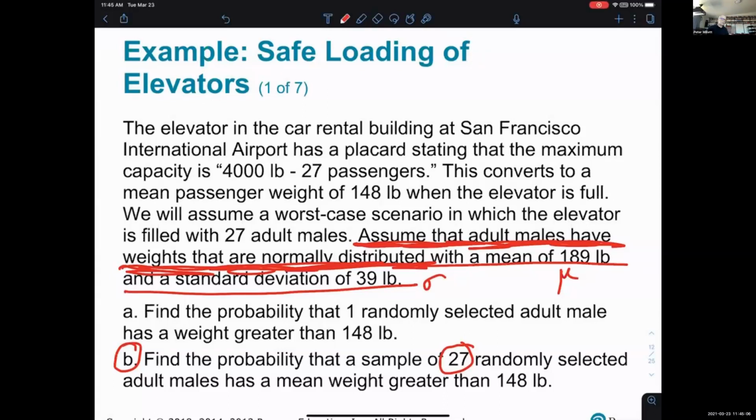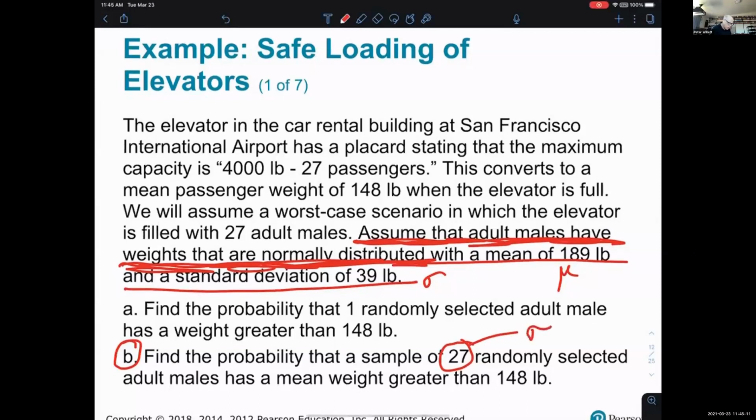The central limit theorem would then say, all right, we can get the standard deviation of the distribution of samples by taking the standard deviation of the population, which was given to be 39, and dividing by the square root of the sample size, which was 27. And then using that new standard deviation for means of samples of 27, I would do exactly what I did in part A for the individual, but just with the adjusted standard deviation.